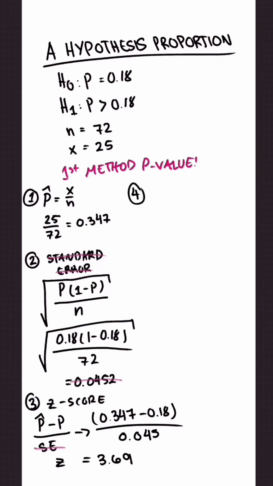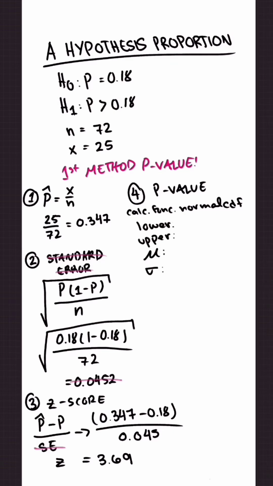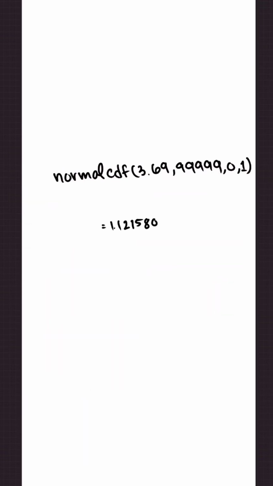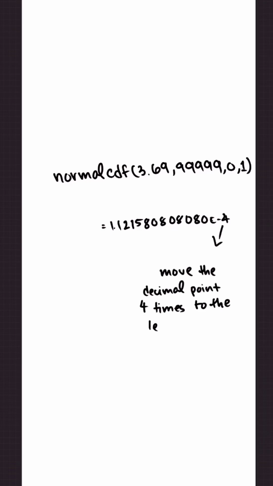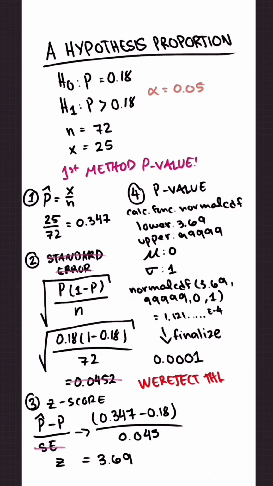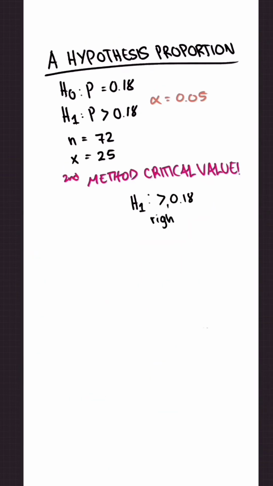For the last step, I'm going to use the calculator function normalcdf. We're going to put down the inputs. Our lower value is 3.69, upper is 999, our mu is 0, and our population standard deviation is 1. When it calculates, it gives a scientific notation. That's the whole answer the calculator gave me, but that is super easy to fix. We're going to move our decimal point to the left since it gave us a negative exponent. Our final answer is 0.0001.